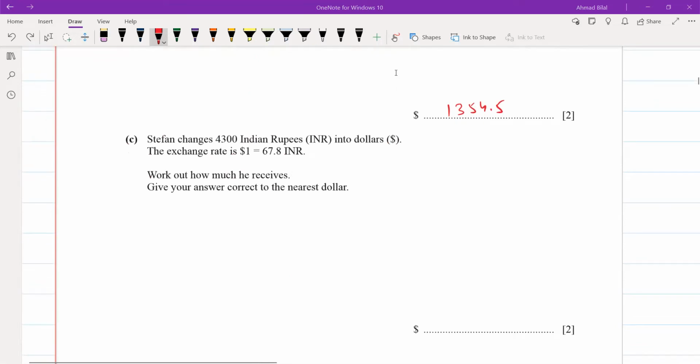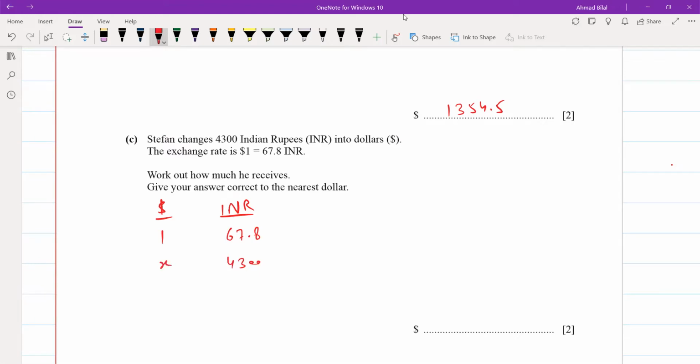So then it says Stephen changes 4,300 rupees, Indian rupees, into dollars, and the exchange rate for that is given, and that is $1 is equal to 67.8 Indian rupees. Work out how much he receives, give your answer correct to the nearest dollar. So आपने क्या करना है? You have the dollar amount and you have the Indian rupee amount. Okay, so we know that $1 corresponds to 67.8 Indian rupees. So uske paas kitne hai? 4,300 Indian rupees. How many dollars is that going to be?